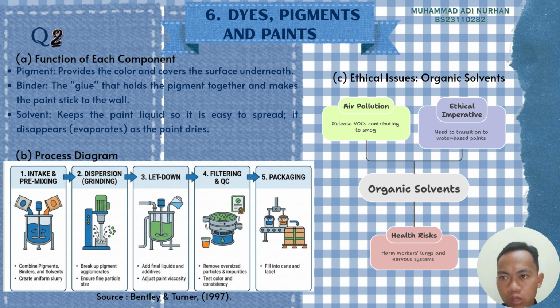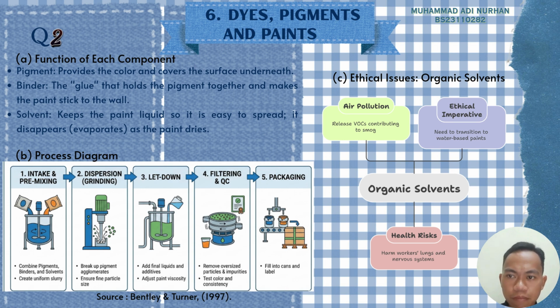Looking at our process diagram, the most critical stage is dispersion. In this step, we use high shear mills to break up pigment agglomerates into fine uniform particles, followed by the let-down stage, where we stir in remaining liquids and additives to set the final gloss and thickness. Finally, every batch undergoes strict quality control to ensure the color and consistency are perfect before packaging.